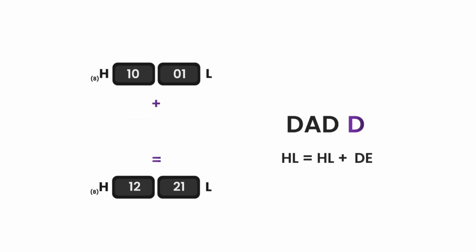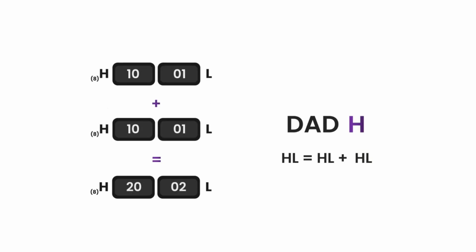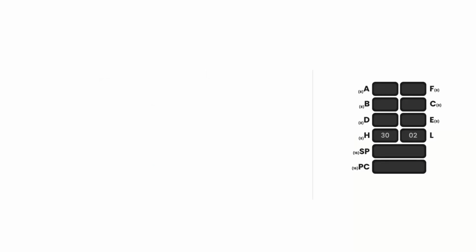But we have to add the number to itself. So, we will use the instruction DAD H. It will perform the addition of HL with HL and store the result again in HL. Let's do this using the program. Our number is already in register pair HL, so we will simply use the instruction DAD H and end the program. That's it. We have successfully shifted a 16-bit number 1 bit left.